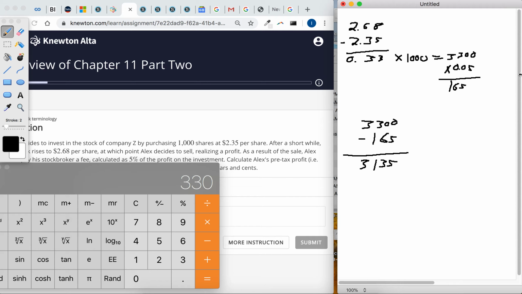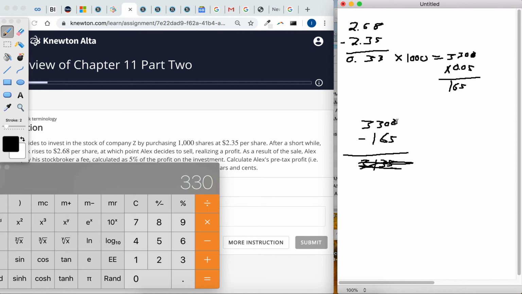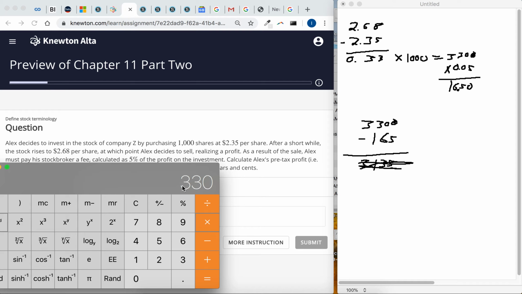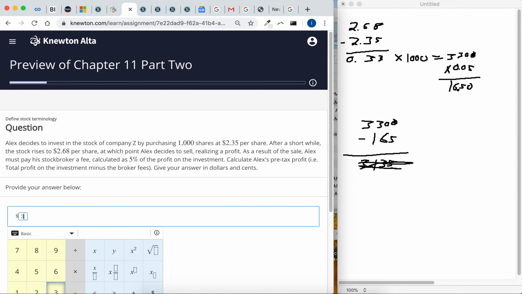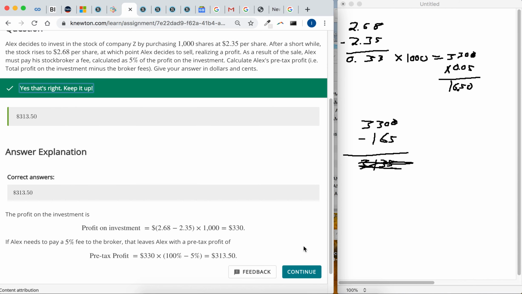Oh wow, I got an extra zero in there. Somebody watching the video probably knew that. So sorry, this should be gone. Yeah, I thought that sounded like a lot of money. So sorry, that's going to change the fee too. All right, it's just $16.50. So 330 subtract the $16.50 fee is $313.50. That's Alex's profit after taking out the brokerage fee.